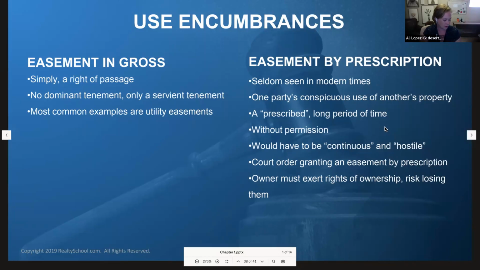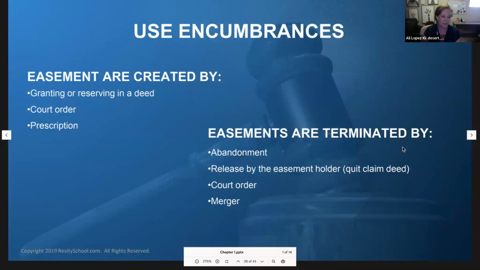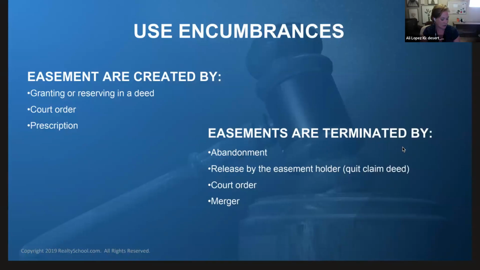All right. In general, easements are created by granting or reserving in a deed, showing a landlocked condition to obtain an easement by necessity, taking an easement by a public entity through condemnation, court order, or continued long-term conspicuous and hostile use resulting in an easement by prescription. Mostly deeds here in Clark County.